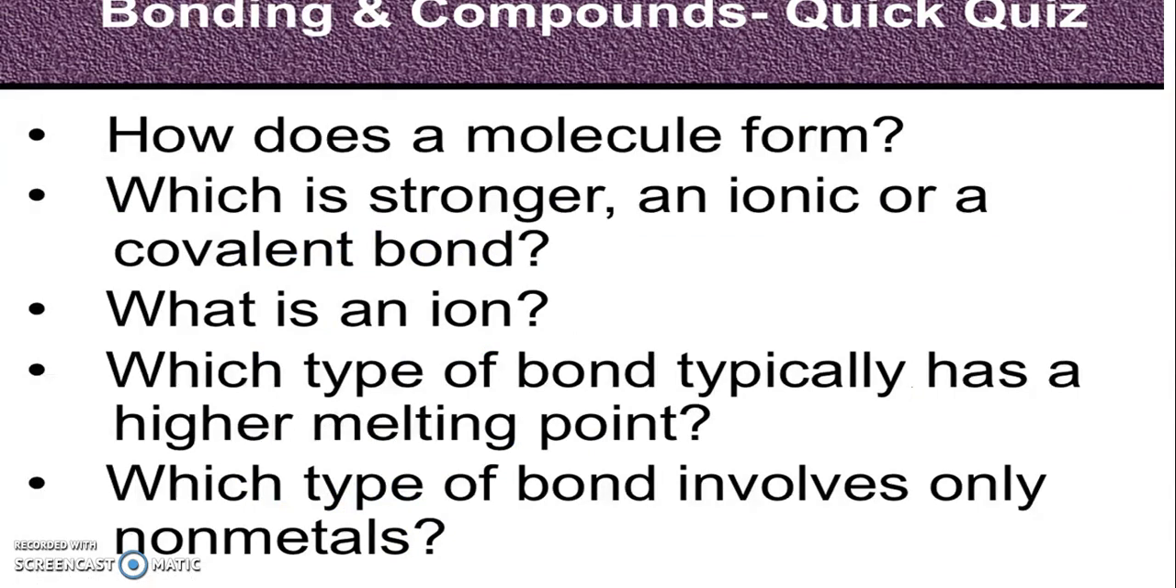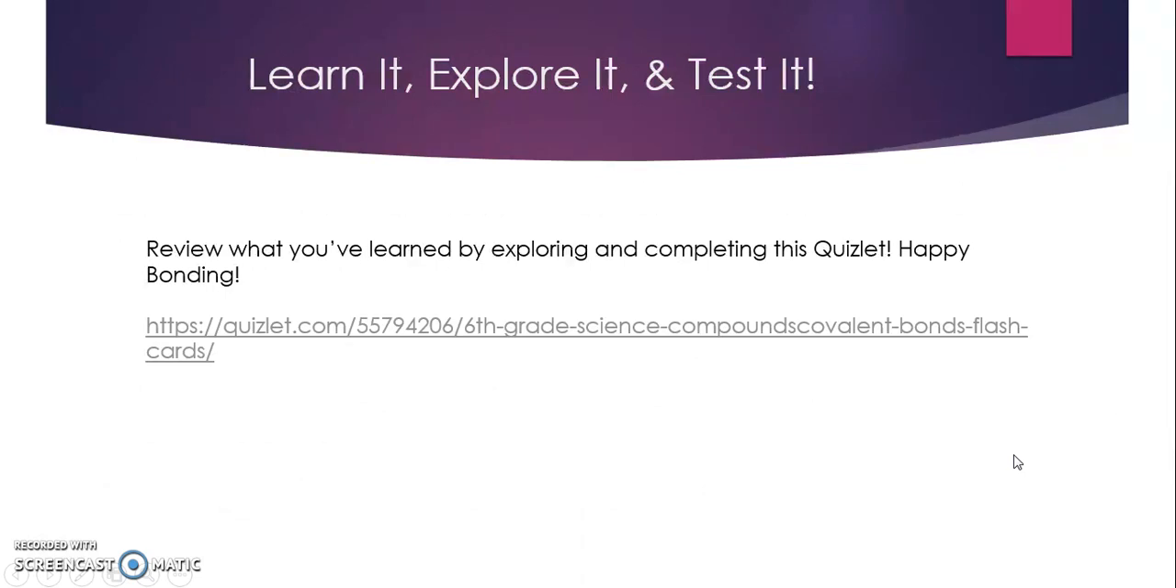So how does a molecule form? Go ahead, write it down. Which is stronger, an ionic or a covalent bond? What is an ion? Which type of bond typically has a higher melting point? And which type of bond involves only nonmetals? Go ahead, write that on your paper. Make a note. It's really important that you know that information. If you don't know the answer, go back and review this recording again.